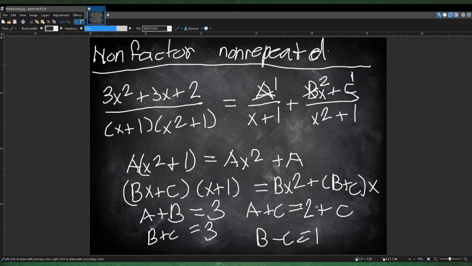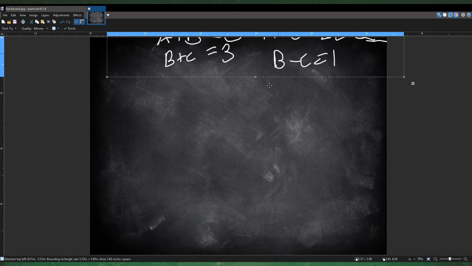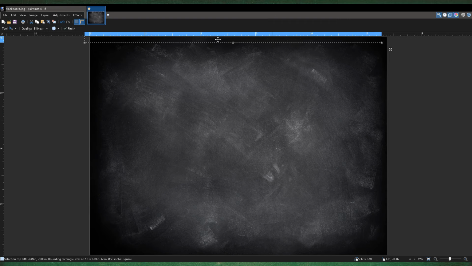So this is true. This is not in the equation. This was part of the equation, part of this equation, not the system. So that is true. So that's how you do it for non-factors repeated. And now the fourth and final case, which talks about non-factors repeated.